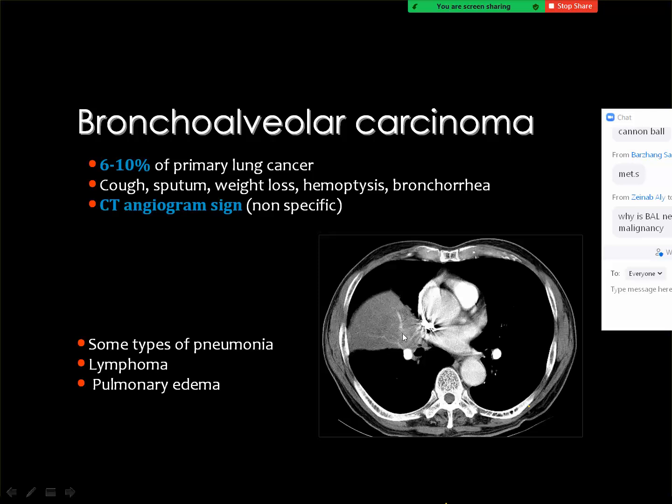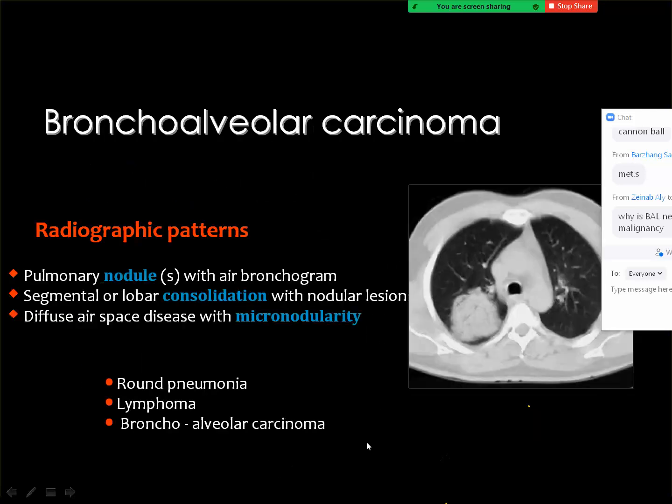not specific. You see the vessels on the background of the consolidated lung, and this sign will also be seen in some cases of pneumonia, lymphoma, and sometimes pulmonary edema. One of the pathognomonic findings for bronchoalveolar carcinoma is to see a mass or nodule with air bronchogram, and this will have these three differential diagnoses, which include round pneumonia, which is common in the pediatric age group, pulmonary lymphoma, and bronchoalveolar carcinoma.